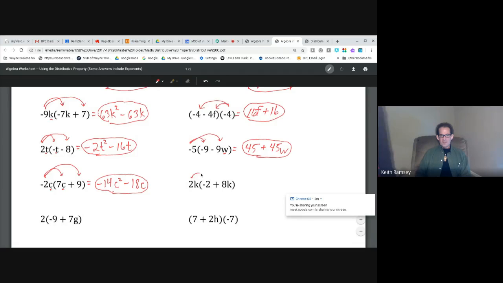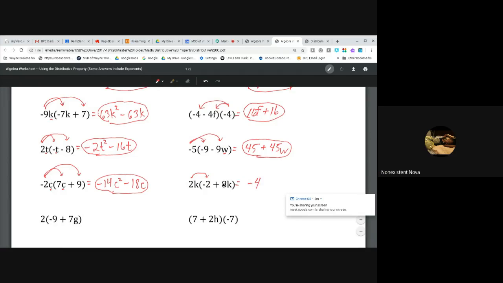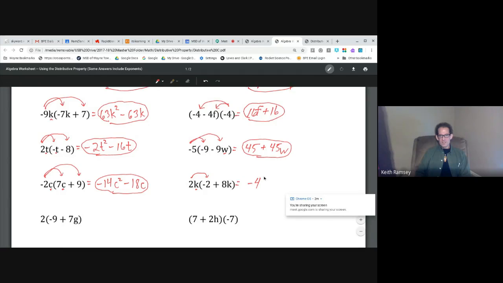Here I have a 2k times a -2. So positive times a negative, that's going to be a negative. And there's only one k. I'm just going to write -4k. I have a 2k, which is positive, times positive 8k. They're both positive. So I'm going to write plus 16.